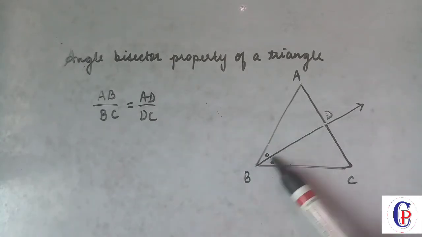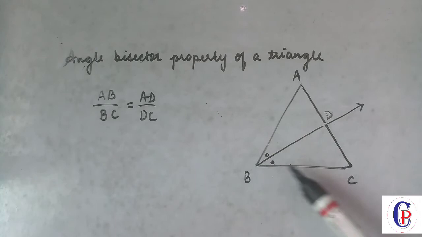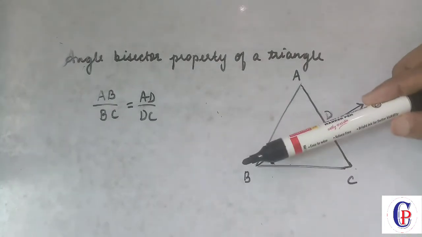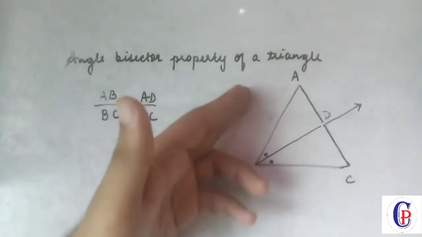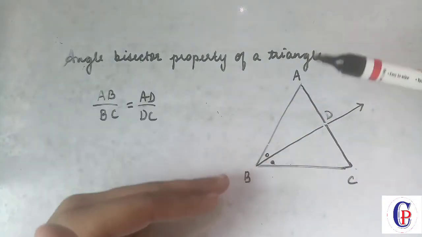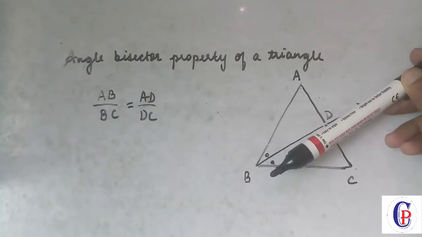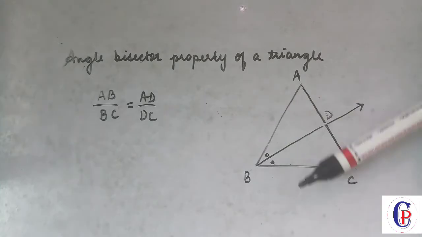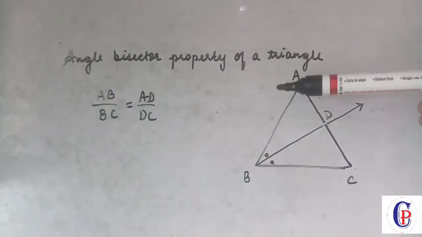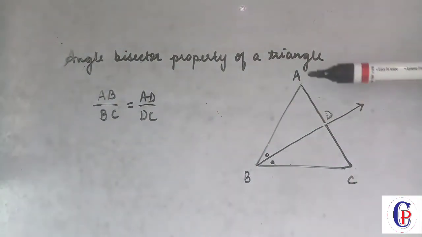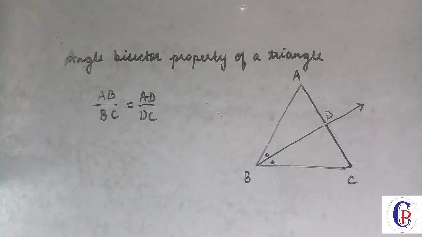If you have an angle bisector, you will get AB upon BC, meaning the sides which are on either side of this ray. The ratio of the sides on either side of this ray, that is AB upon BC, is equal to AD upon DC. This is your angle bisector property.